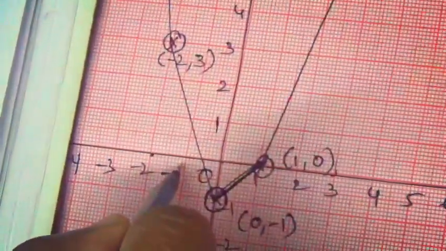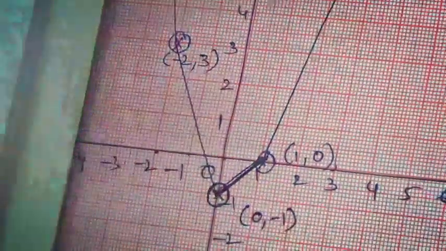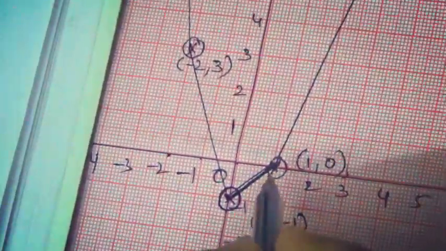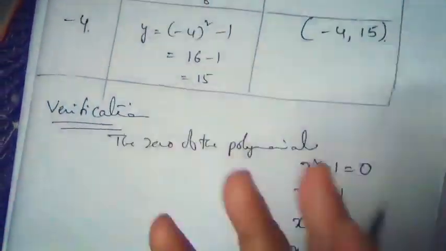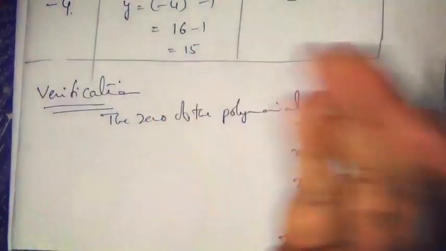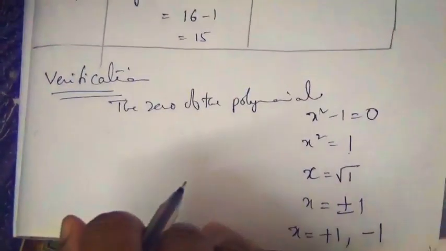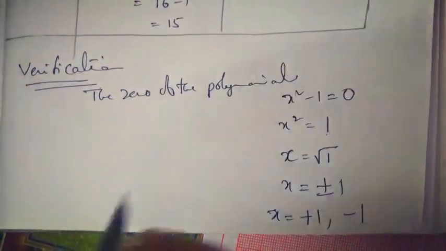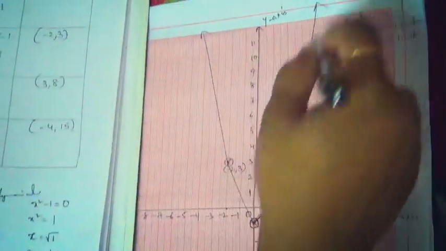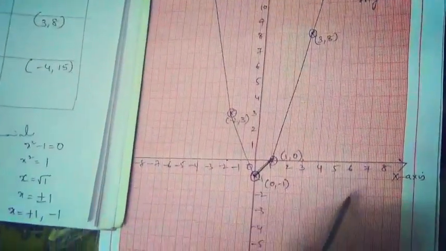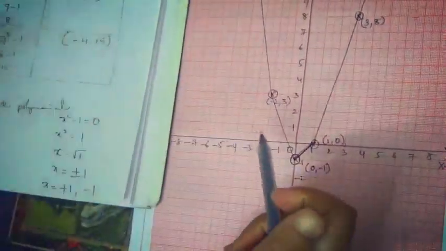So here also, when you take this minus 1, you will get 0 as well. Approximately you will get this U shape. So plus 1 and minus 1 are the zeros of the given polynomial. Here you have to conclude this. How will you conclude? From the graphical representation and from the verification, you will get the zeros as plus 1 and minus 1. There are 2 zeros for the given polynomial. Why? Because the graph, the U shape, touches the x-axis 2 times. Hence there are 2 zeros for the given polynomial.